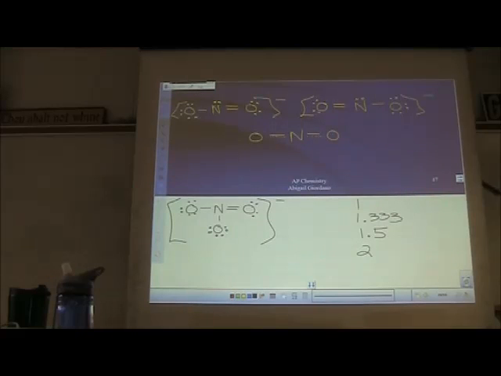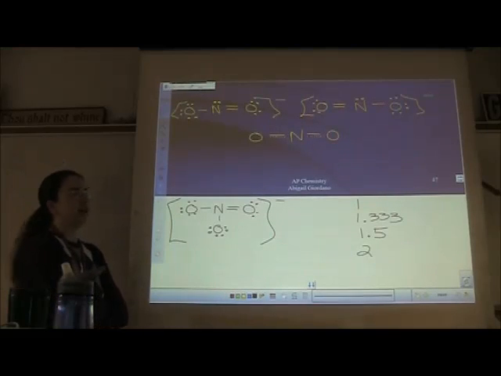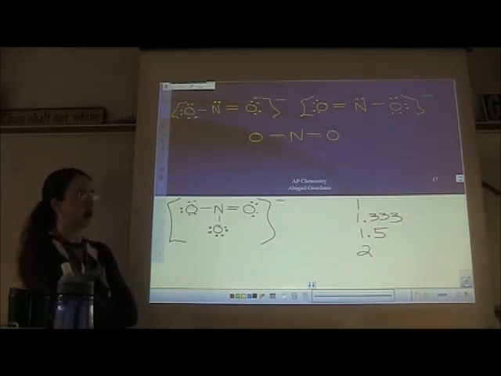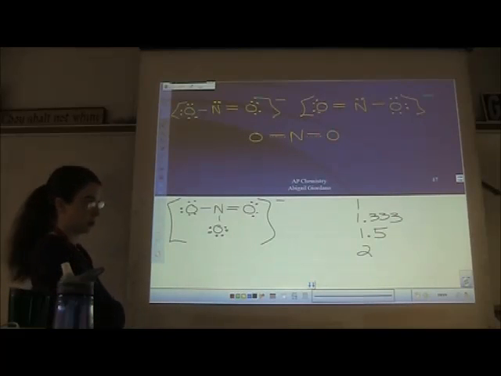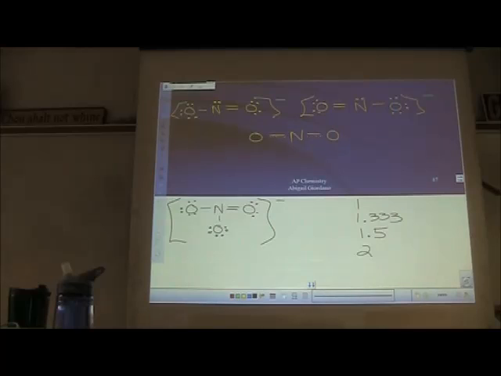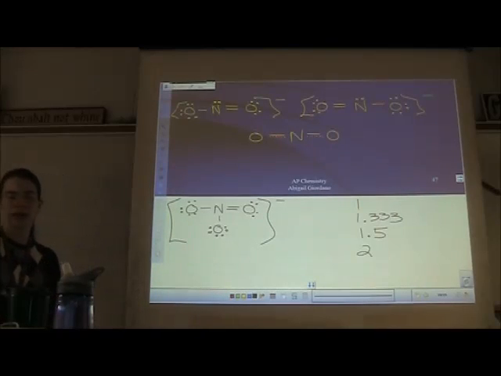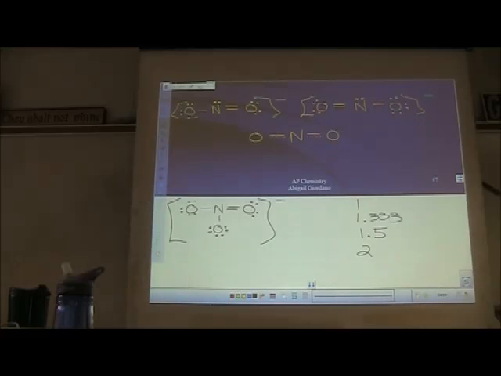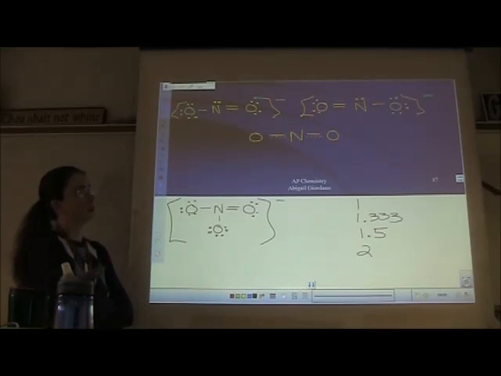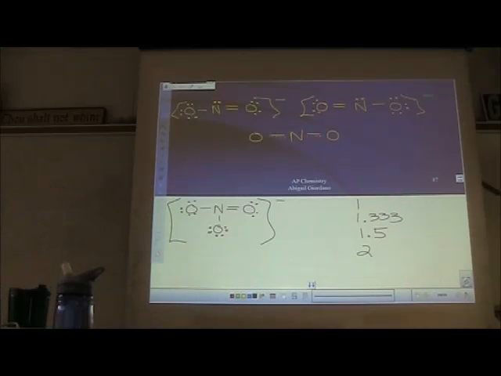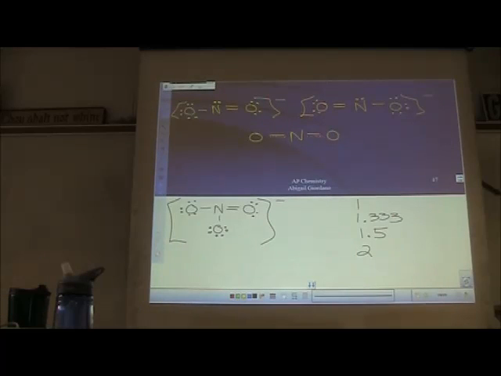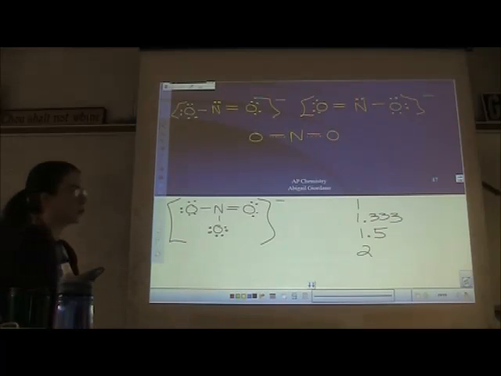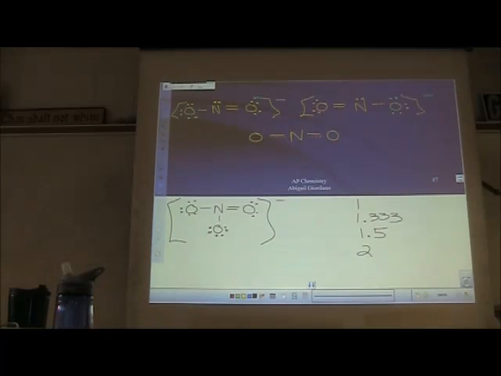And I would say, although both nitrite and nitrate have an average bond length between a single and double bond, due to delocalized electrons, fancy schmancy, nitrate's average bond length is closer to that of a single bond. You want me to say it one more time? Okay. Although nitrite and nitrate have an average bond length between that of a single and double bond due to the delocalized electrons, nitrate has an average bond length closer to that of a single bond.